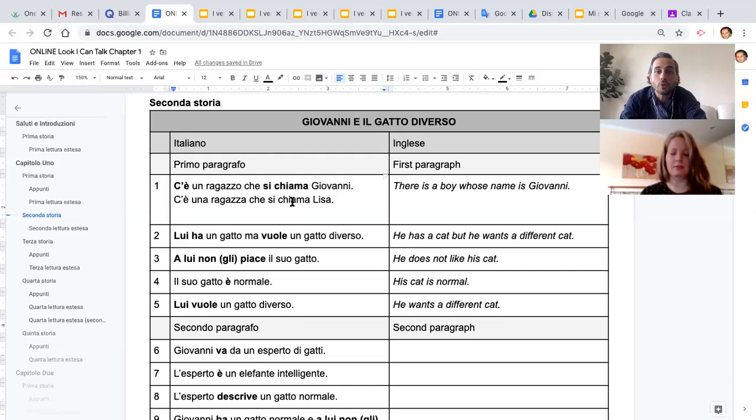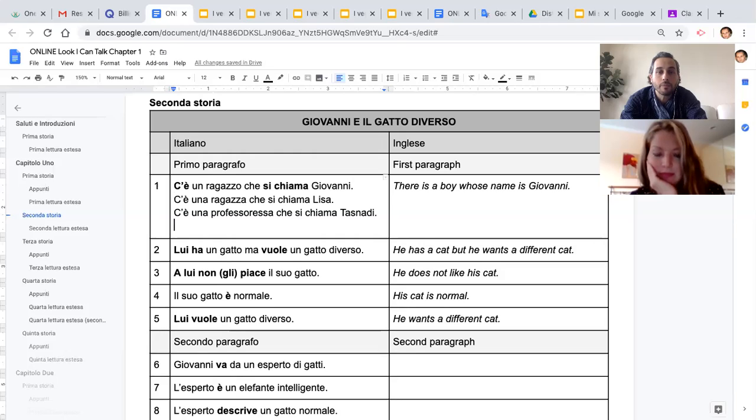How about there is a teacher whose name is Tasnadi? Now the teacher is a woman, so we're going to write c'è una professoressa che si chiama Tasnadi. And then let's do one more phrase. How about we say there is a dog whose name is Bill. Sorry for anyone whose name is Bill. C'è, remember how to say a dog, un cane che si chiama Bill. Perfetto.